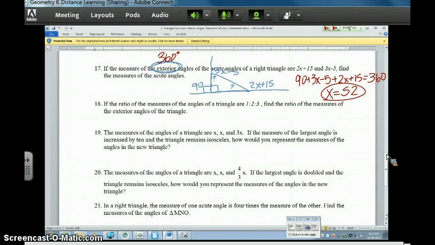2 times 52 plus 15, 119. And 3 times 52 minus 5, 151. So now we're finding the linear pair of 119, 61. And we're finding the linear pair of 151, 29. So the answers were 61 and 29. All right, number 20, last one.